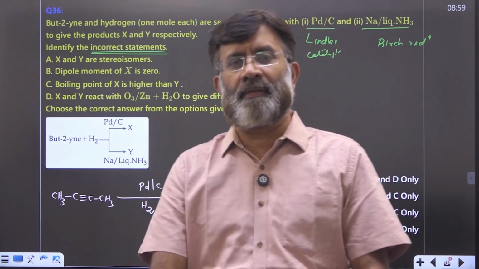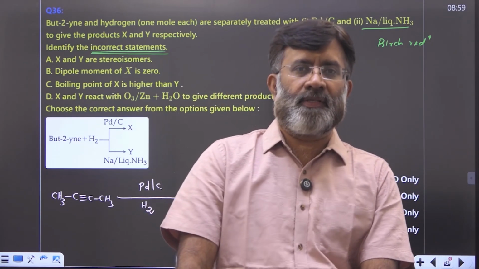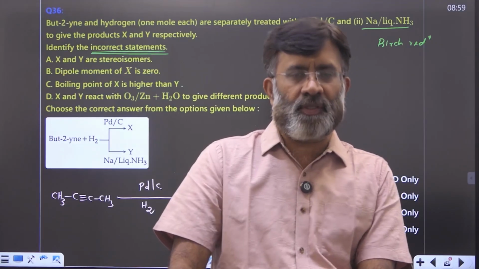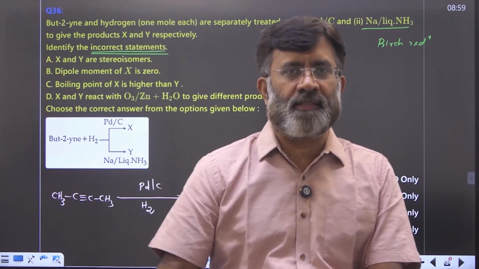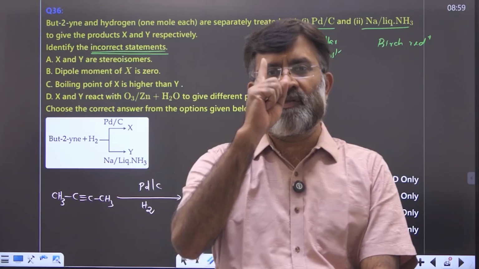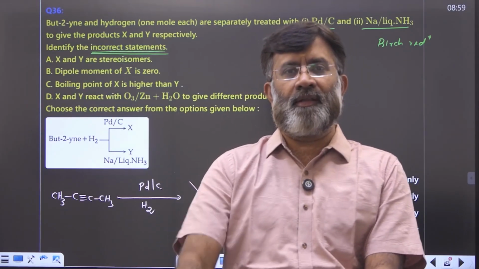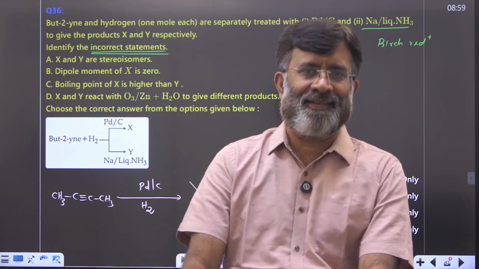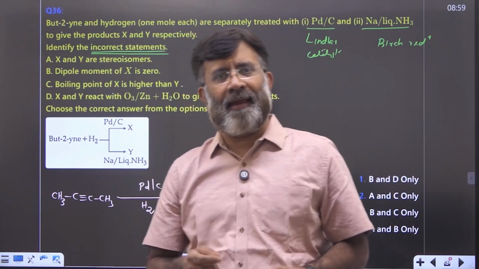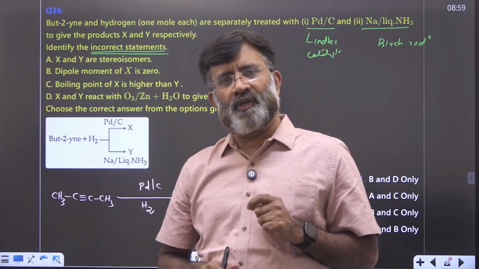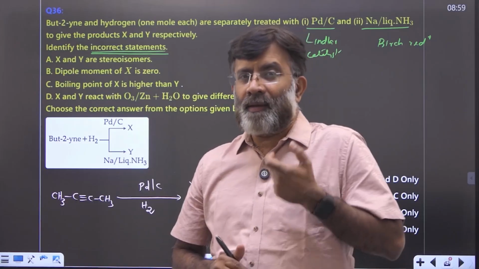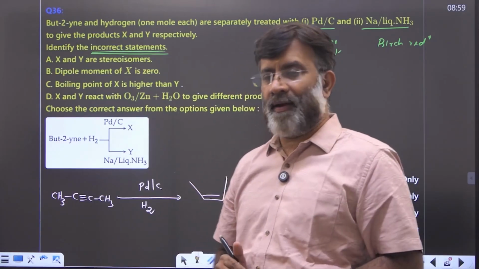If the product obtained is capable of showing cis-trans geometrical isomerism, and you make use of Lindlar's catalyst, the product is the cis product. And if you make use of sodium in liquid ammonia, the product is the trans product. One is syn addition, one is anti-addition. Catalytic hydrogenation is syn addition and chemical reduction is anti-addition.